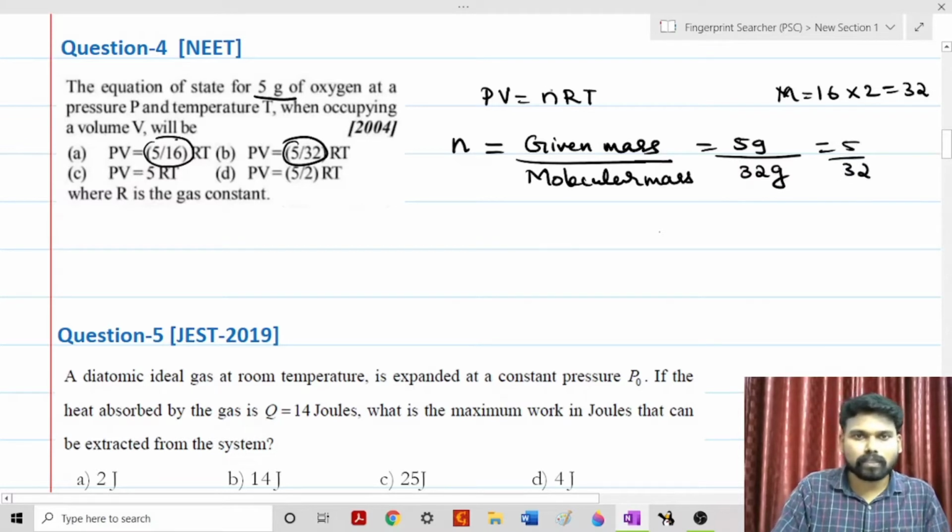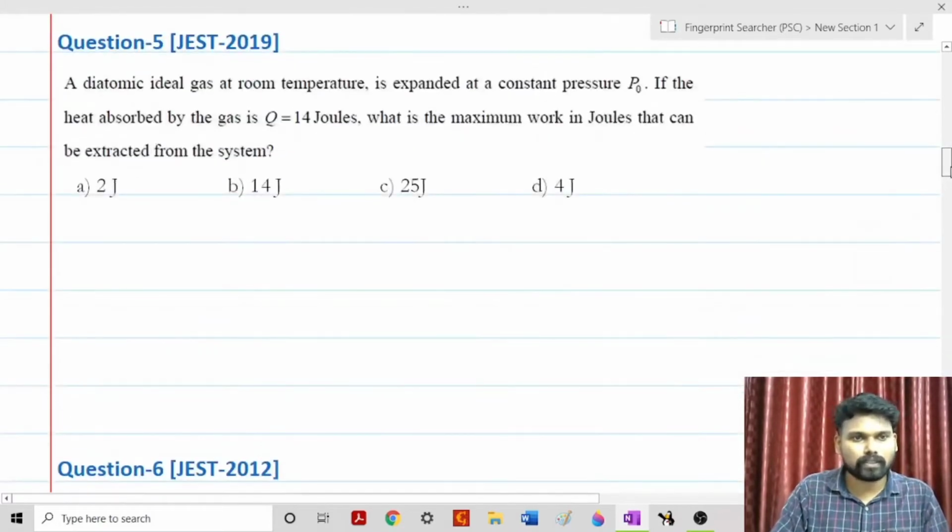So what will be the equation? When you substitute for n, you will get PV is equal to 5 by 32 RT. So this is the equation. So which is the correct option? Option B is the correct option. Now going to the next question.